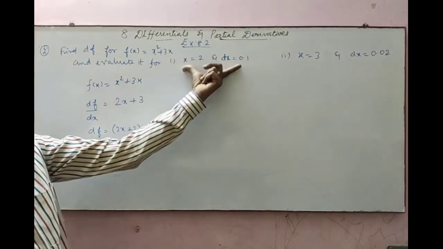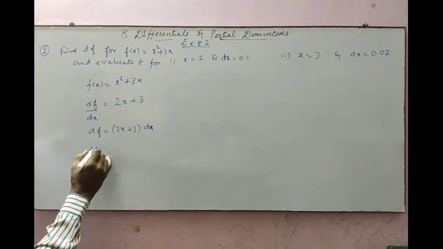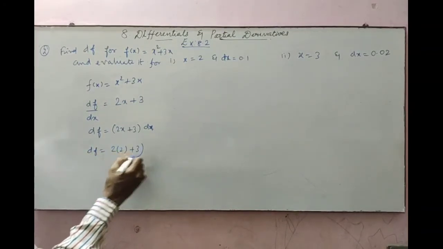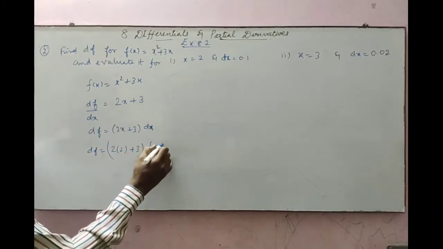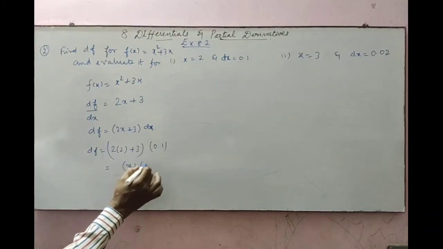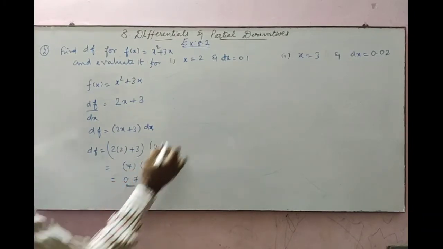Now I am going to substitute the value of x as 2 and dx as 0.1 in this equation. So now df is equal to 2 into 2 plus 3 into dx is 0.1. 2 into 2 is 4, 4 plus 3 is 7. 7 into 0.1 gives 0.7. This is the first subdivision.